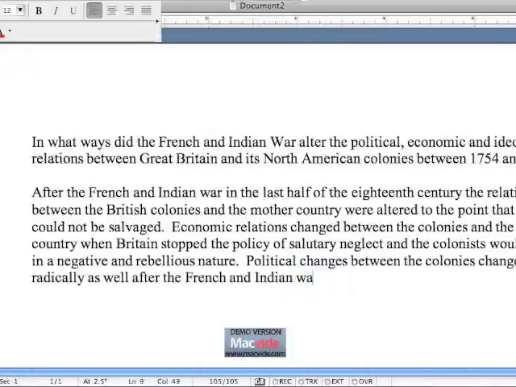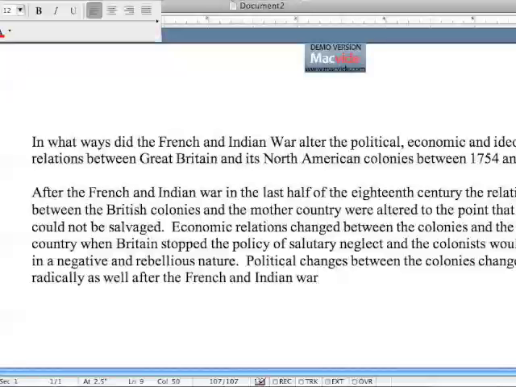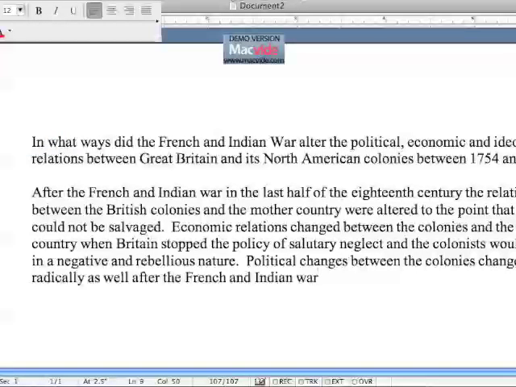Now, just to say political changes between the colonies happened after the war doesn't tell me anything. It doesn't tell me a fact. It doesn't tell me how it drove them apart. So I'm thinking that the relationships between the colonies changed radically. I don't like that. Political changes, let's change that to relationships so I answer the question.